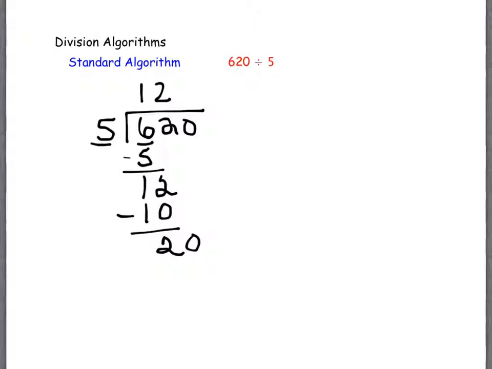Last step. Bring down the 0. 5 goes into 20 how many times? 4. 5 times 4 is 20. And at least on this one, we're left with no remainder. We could have a remainder when we're working with this too, but we don't on this particular one. So the answer is 124.